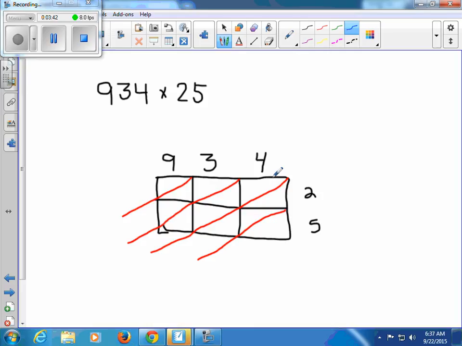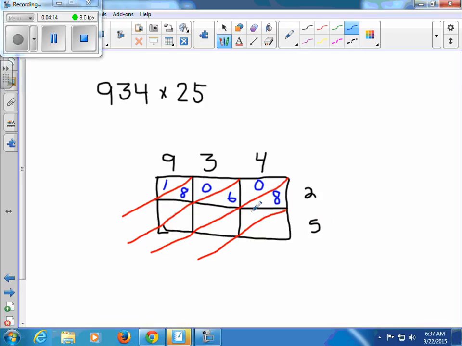Okay, so now I can multiply using just my math facts. So all I need to know really is my math facts to solve these problems. So 2 times 4 gives us 8. We're going to represent 8 as 0, 8. 2 times 3 gives us 6. So we'll represent that as 0, 6. And 2 times 9 gives us 18. Now I can go to my next row.